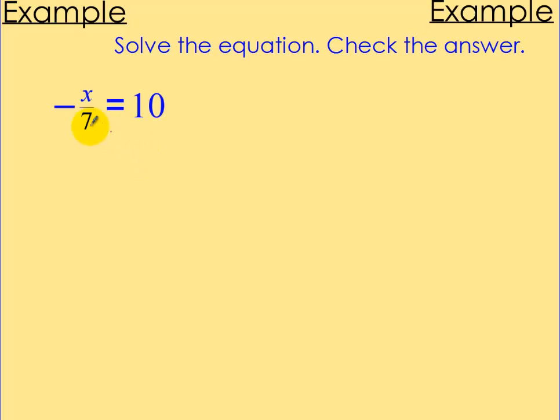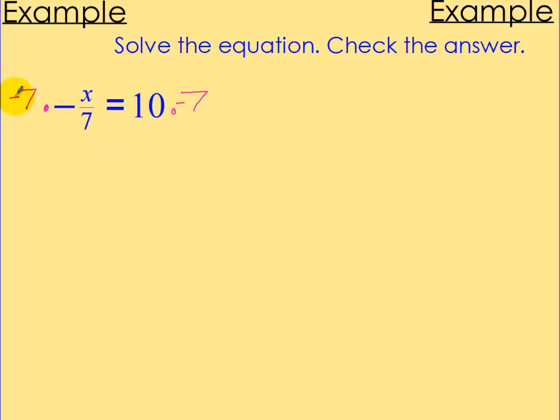Okay, let's try this. So it's negative x divided by 7 equals 10. Well, I want to get rid of this 7. And since it's a negative, I want to also get rid of that. So instead of just multiplying by 7, I'm going to multiply by negative 7 on both sides. Because you want to get rid of the negative as well. Because you have to isolate the x. Negative x is not isolated.